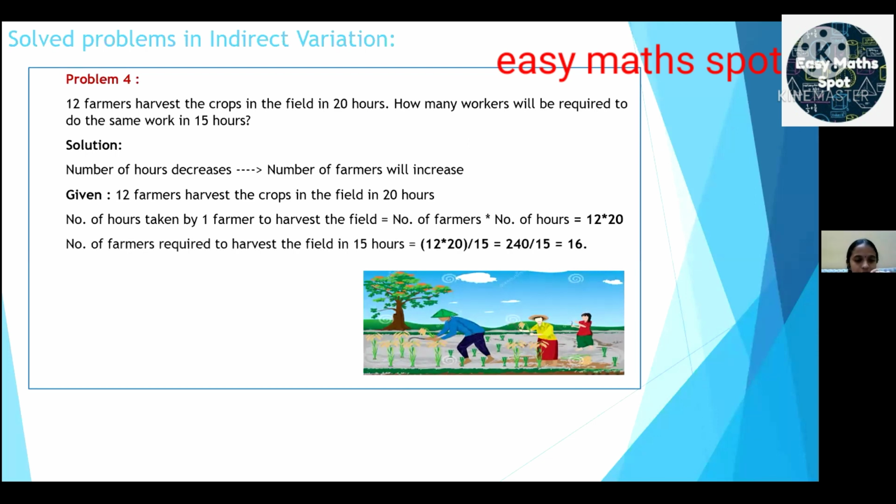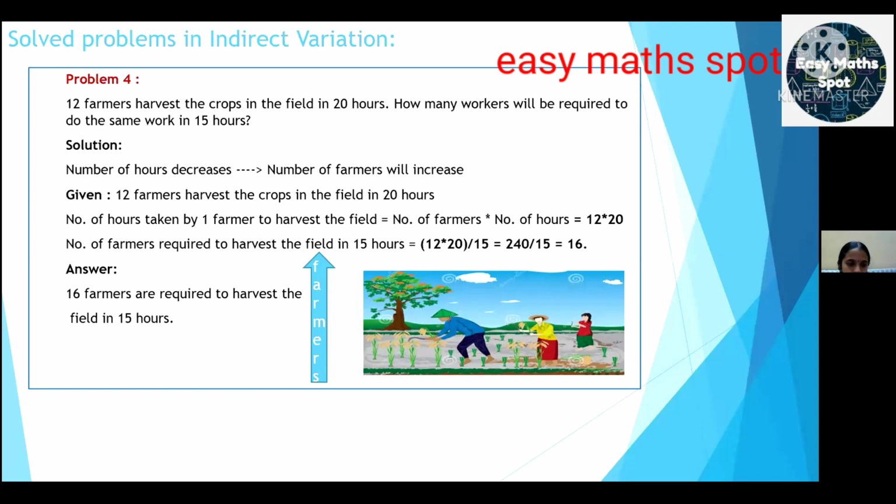Number of farmers required to harvest the field in 15 hours equals 12 multiplied by 20 divided by 15. That is 240 divided by 15. Answer is 16. Answer: 16 farmers are required to harvest the field in 15 hours. Here the number of farmers will be increased as the number of hours is decreased from 20 hours to 15 hours. We have seen all the examples in indirect variation.